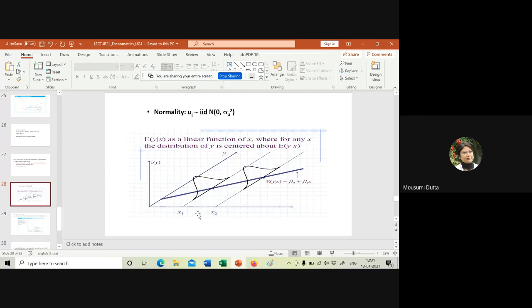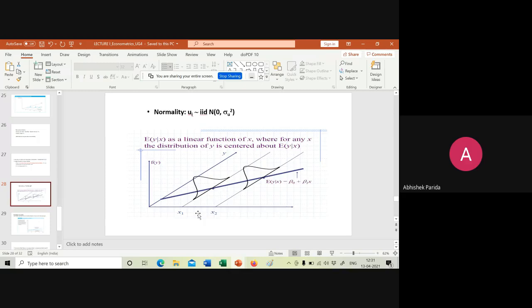Assumptions 1 to 5 make a model a classical model, and generate a CLRM, classical linear regression model.